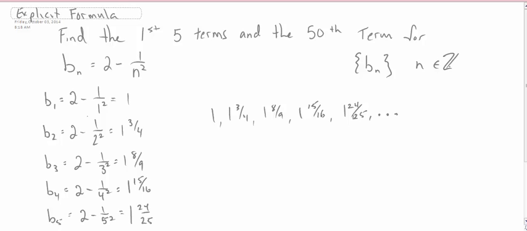So an explicit rule allows us to find any term. So if I want the 50th term, well, b50 is going to be 2 minus 1 over 50 squared. And this is going to be 1 and 2,499 over 2,500. So that would be the 50th term in the sequence way out over there.